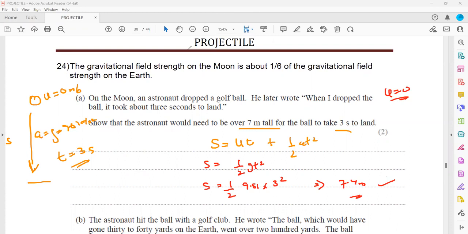But one small mistake here: as I mentioned, it is dropped on the moon, not on the Earth. So I should divide by 6. The gravity of the moon is about 1.66 meters per second squared, or 9.8 divided by 6. So I'll get 7.4 meters. If it was on Earth, I should take 9.81, but as it is on the Moon, it should be 9.81 divided by 6, or 1.66 meters per second squared.